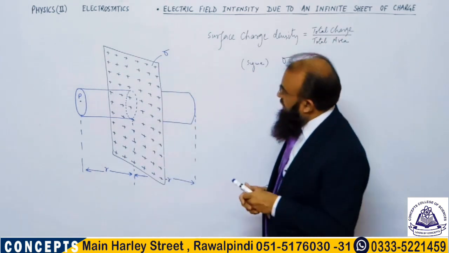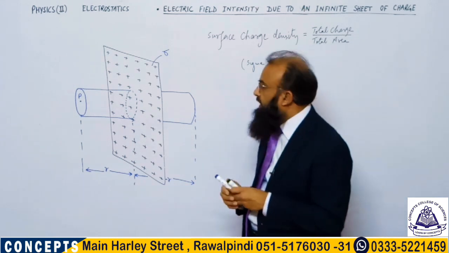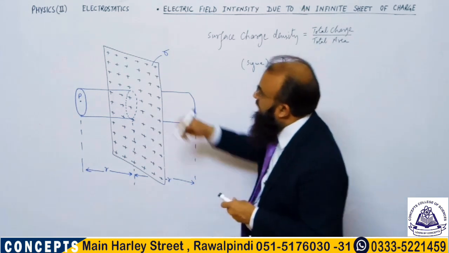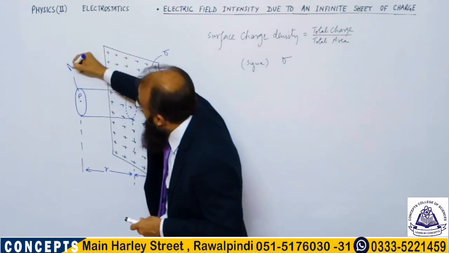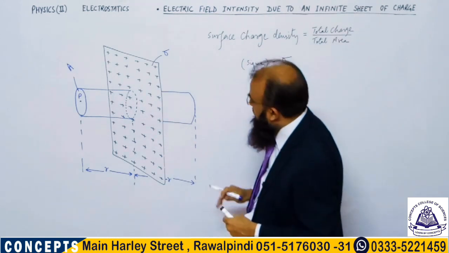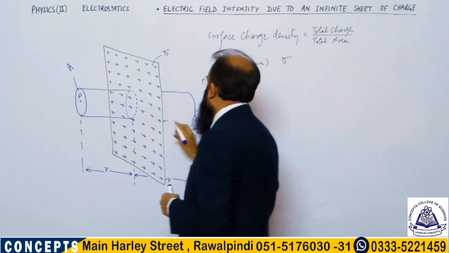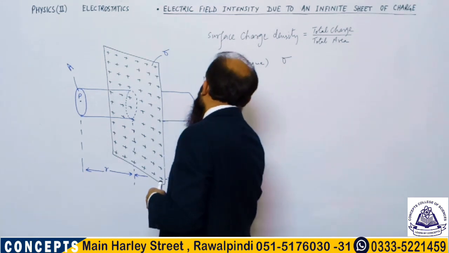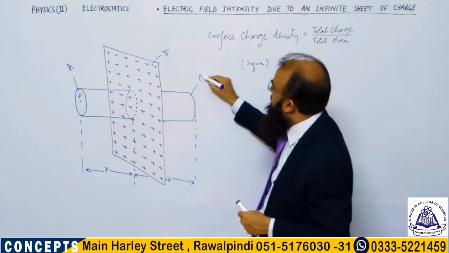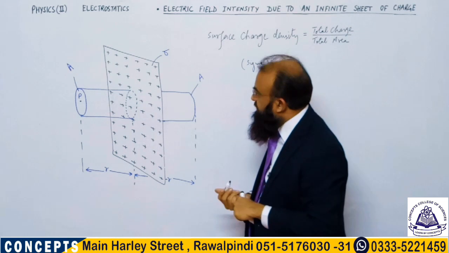Now this is a symmetrical cylinder, and it has a certain cross-sectional area. Let's suppose this is the area of cross-section of this flat surface, and on the other side we have also the same area, and the distance is the same.